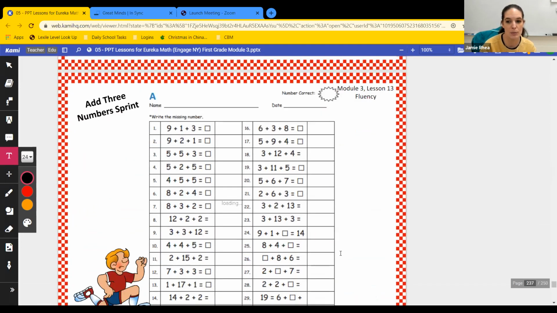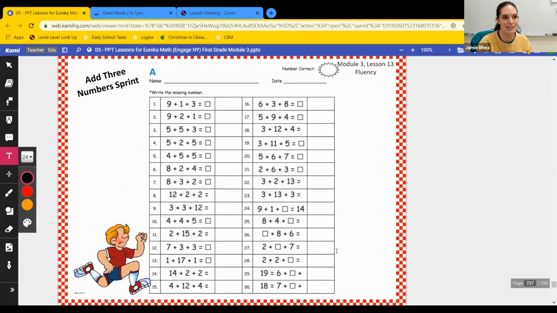Here it is. Remember, you are trying to get as many as you can done correctly in the 2 minutes. So if the other day you got like 9 correct, this time shoot for 10. See if you can get 10 correct. Now, look at this one though. It's got 3 numbers. Y'all know how to do this. Remember, we've done this. We make 10 out of something and then add the next. So look, I'm gonna cheat.